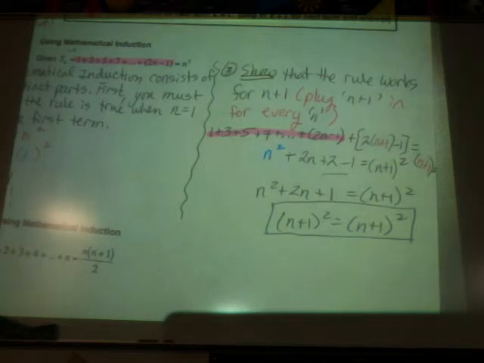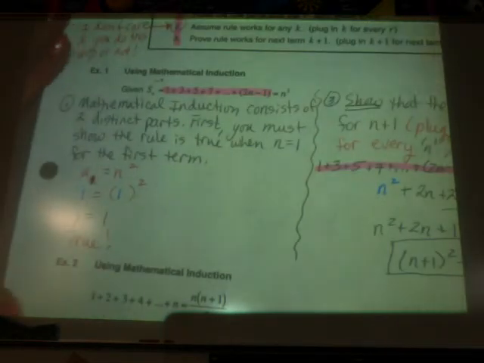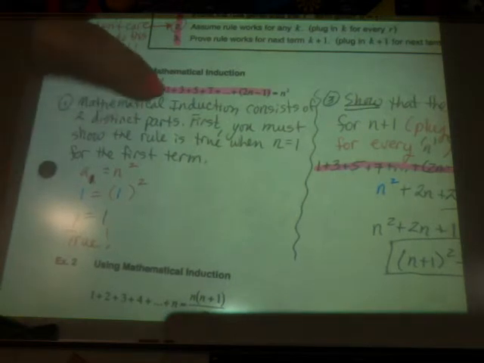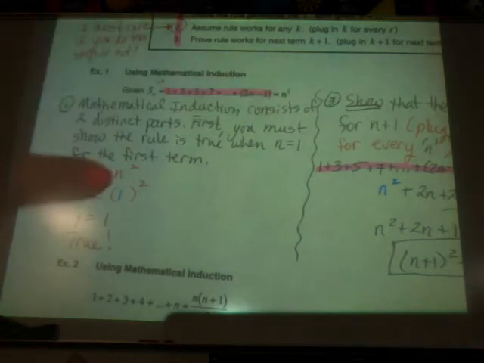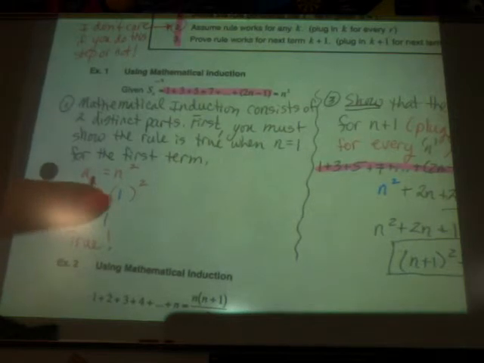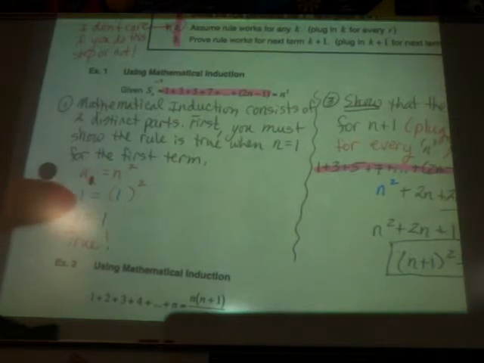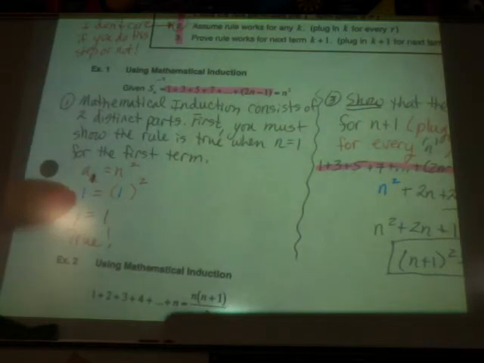So let's go back and look at the process before we do another one. So step one, we had to prove that the rule works for the first term. The value of my first term is 1. So a sub 1 is supposed to equal this. So here we go. Value of my position number is 1. The value of a sub 1 was 1. They just happen to be the same. So it works there. 1 squared is 1.